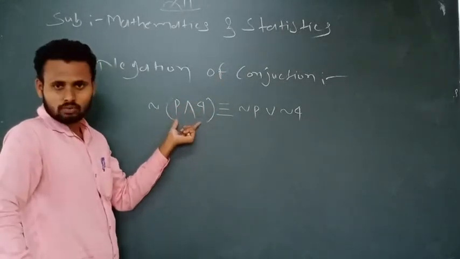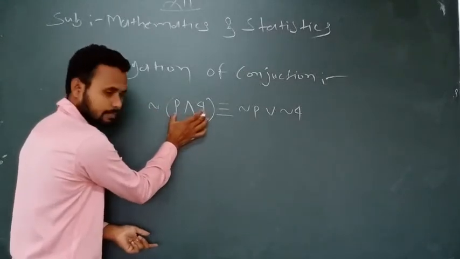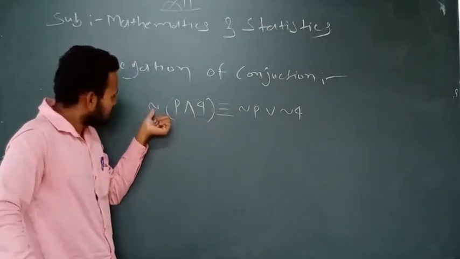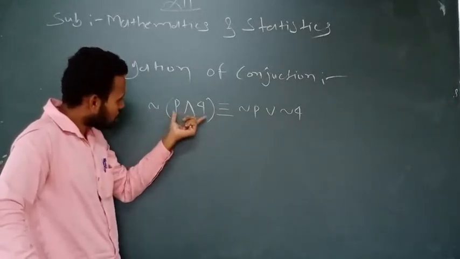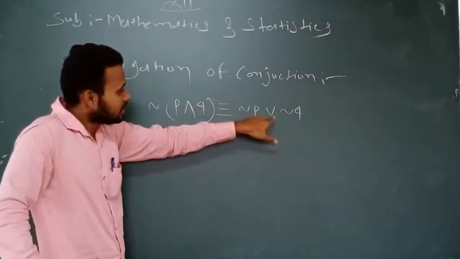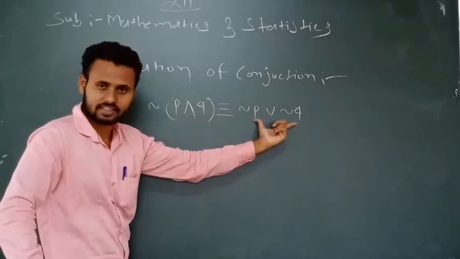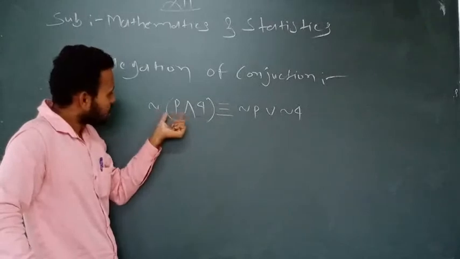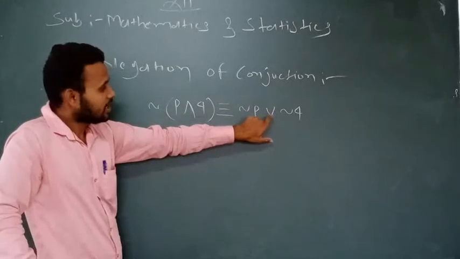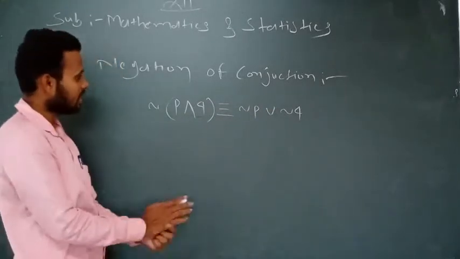Now in the LHS, it is the negation of conjunction of two simple statements. It means that a negation of conjunction of two simple statements is the same as the disjunction of their negations. Negation of conjunction of two simple statements is the disjunction of their negations.